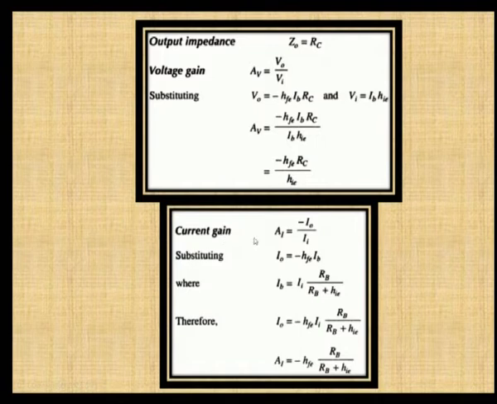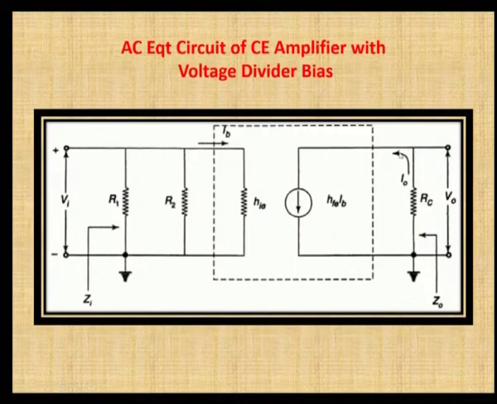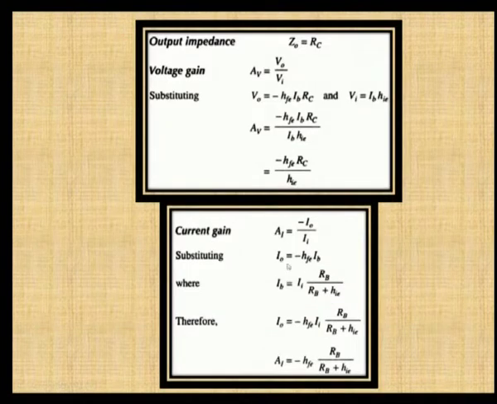And what is the current gain? Current gain is I0 by II. We know that I0 is reversed in polarity, so include a minus sign before HFE IB. This is I0. Here there is no negative sign, it is positive actually. I0 is equal to minus HFE IB, since I0 is reversed with this current source HFE. And IB, how will you write IB?